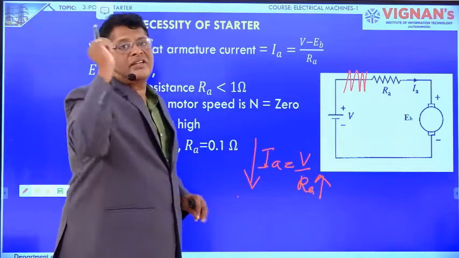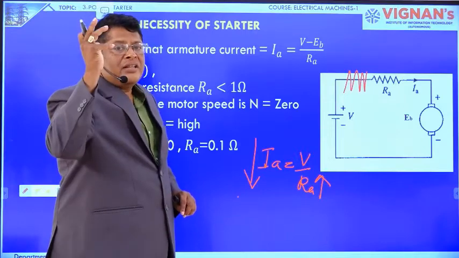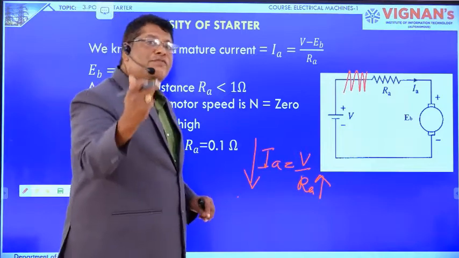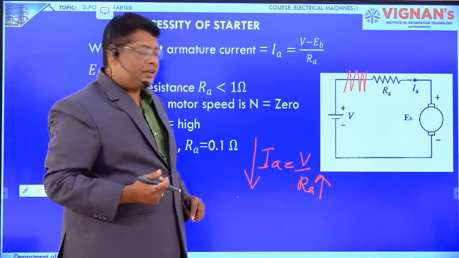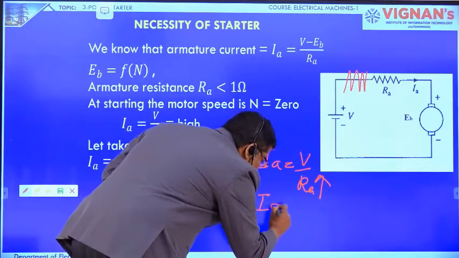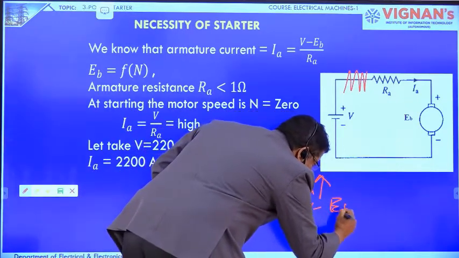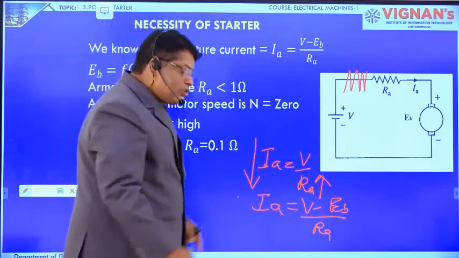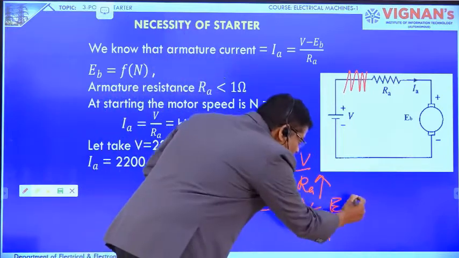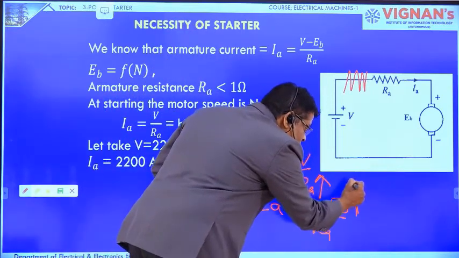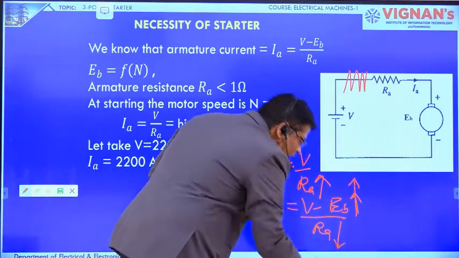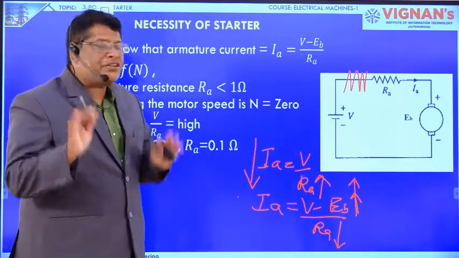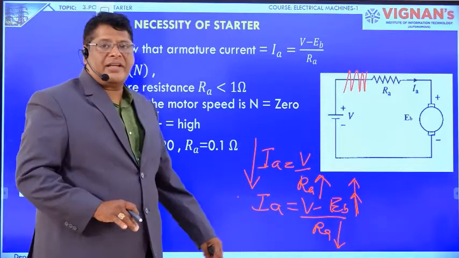Now the motor will slowly run. Once the motor starts running, the back EMF will be developed. Once the back EMF is developed, there is opposition to the current. Now Ia equals (V minus EB) by Ra. Once the speed of the motor increases, the EB value increases. As EB increases, we gradually decrease the armature resistance. That operation is done by the starter.